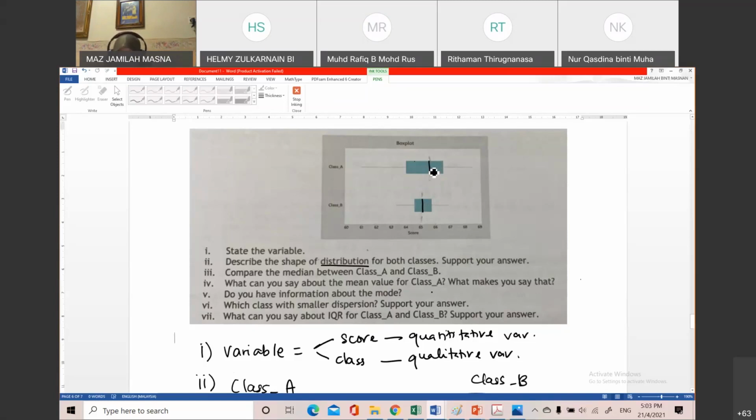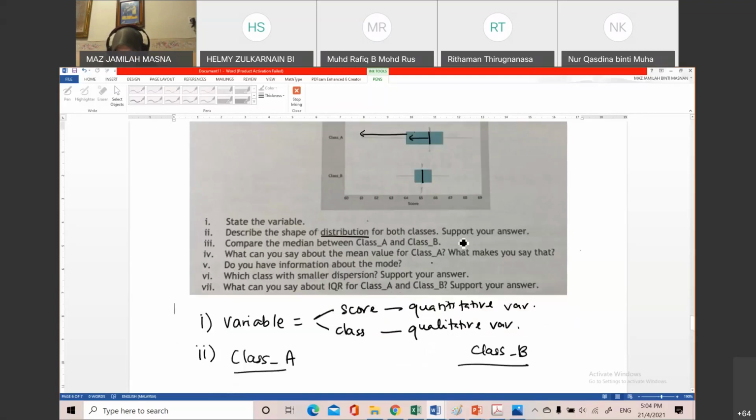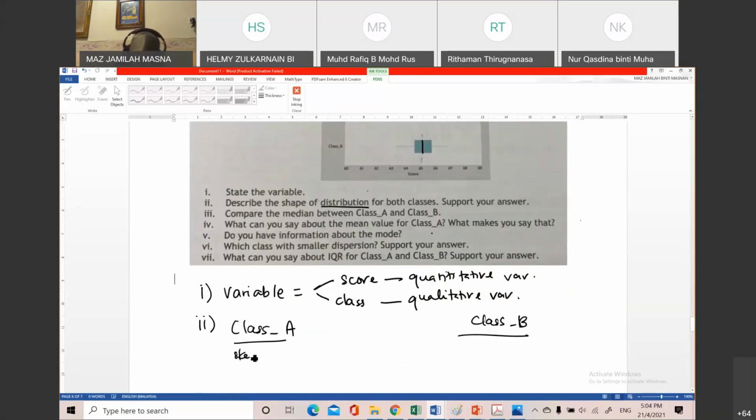Now, can you tell me from the box plot, is class A symmetric or is it skewed? Skewed to the right or skewed to the left? Look at the whiskers. The whiskers seem to be longer at this area, and then the box also, this one is larger than the other one. So it seems skewed to the left. Yes, skewed to the left.